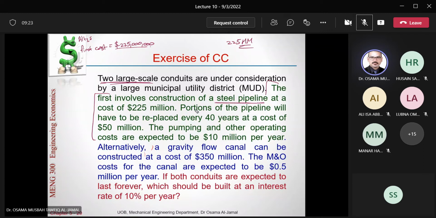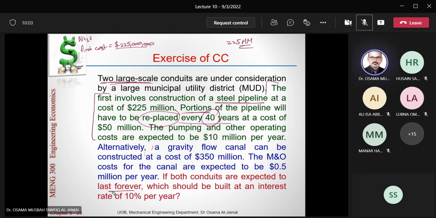Secondly, portions of the pipeline will have to be replaced every 40 years. They don't replace the whole line, just parts of it. This is a single payment every 40 years, i.e., we can have it in year 40, year 80, year 120, 160, 200. When are you going to stop? We don't know. Why? Because this is an infinite or forever project.